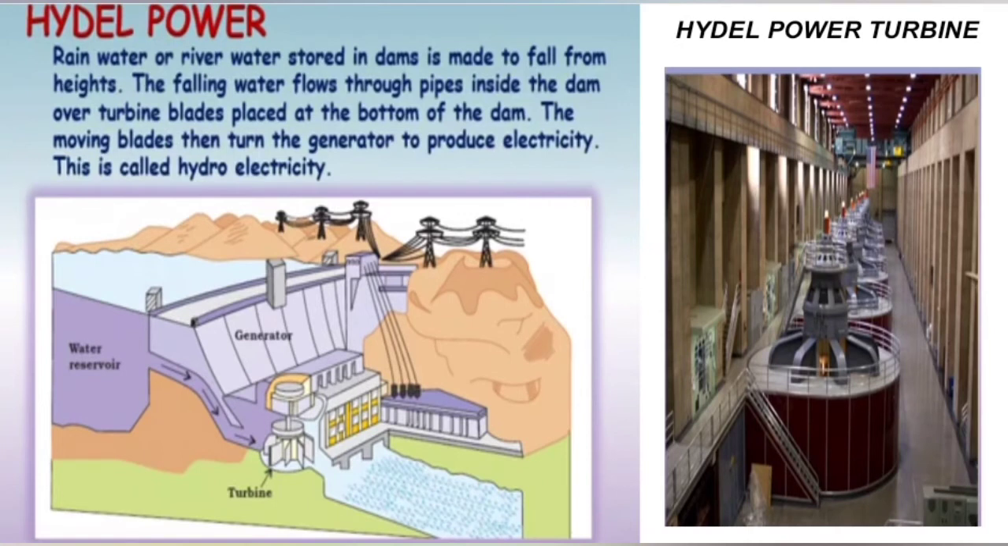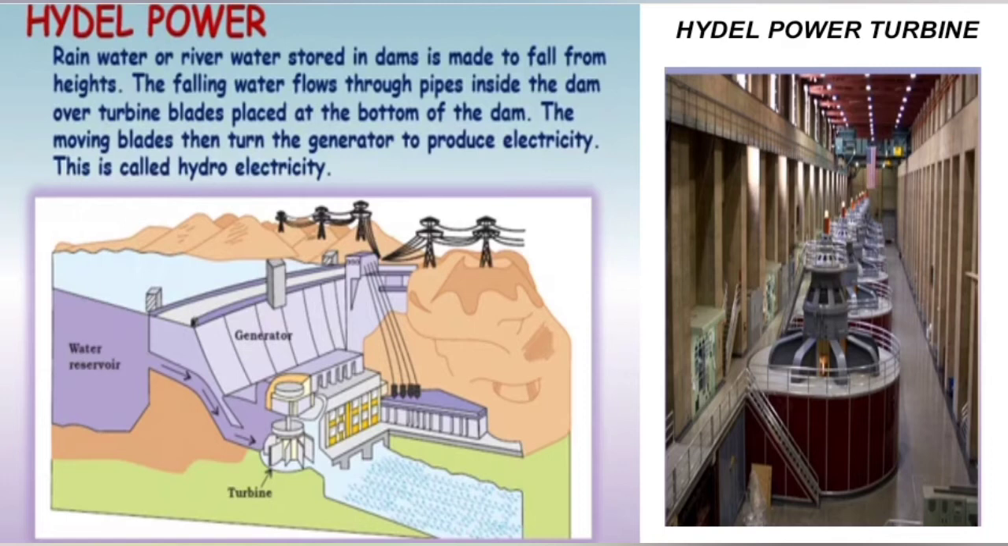Rainwater stored in dams is made to fall from heights. The falling water flows through the pipes inside the dam over turbine blades placed at the bottom of the dam. The moving blades then turn the generator to produce electricity. This is called hydroelectricity. The water discharged after the generation of electricity is used for irrigation.